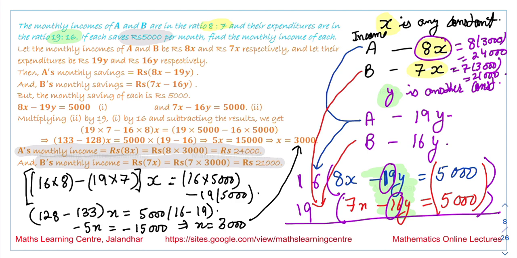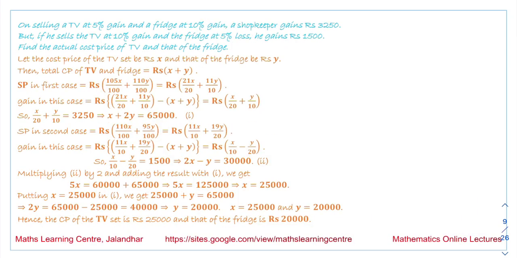Next is on selling a TV at 8% gain and a fridge at 10% gain, a shopkeeper gains rupees 3250. But if he sells the TV at 10% gain and fridge at 5% loss, he gains rupees 1,500. Find the actual price of TV and the fridge. So suppose the actual price of TV is rupees X, and the actual price of fridge is rupees Y. We have assumed that the price of TV is X and price of fridge is Y.